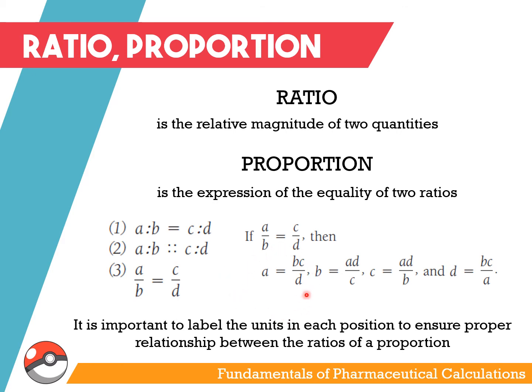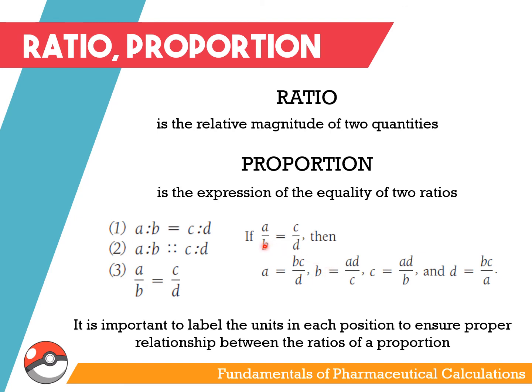Okay. We simply cross multiplied B with C. So that became A is equal to B times C over D. You're left with A, right? So that's it. Next, let's find B.